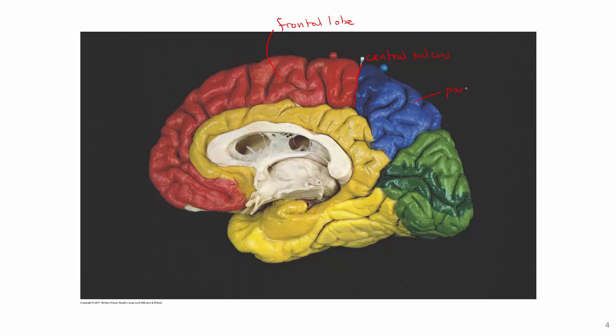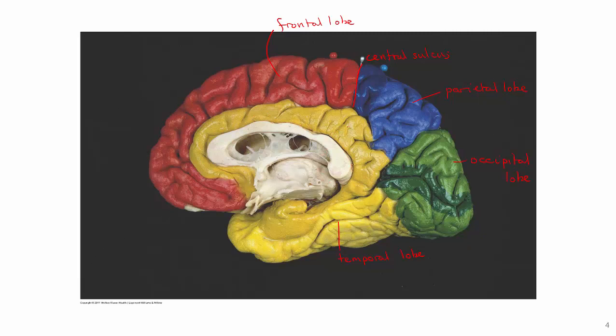Here's the parietal lobe, the occipital lobe, and that's the inside view of the temporal lobe. And you can see the temporal lobe continues also on this inside part. That's got a different name. That's called the cingulate lobe, but that doesn't really matter.